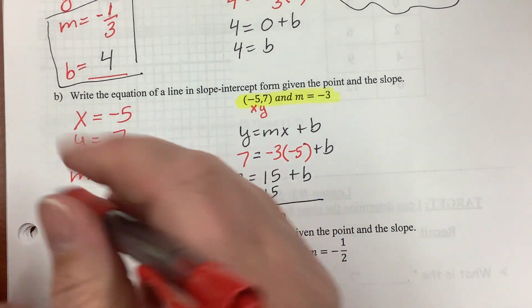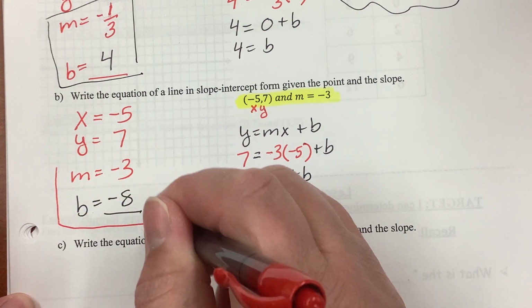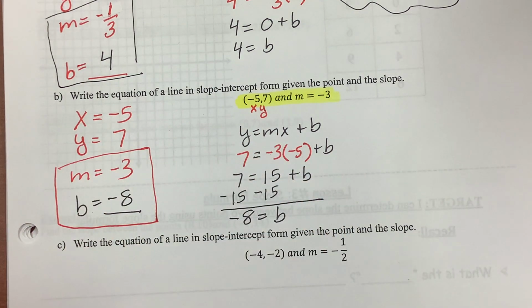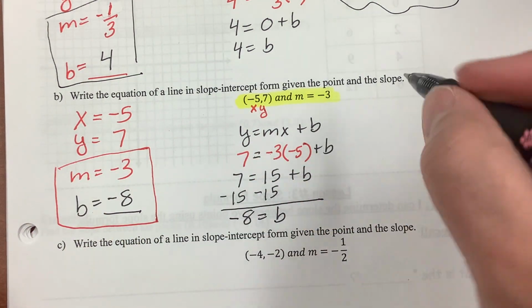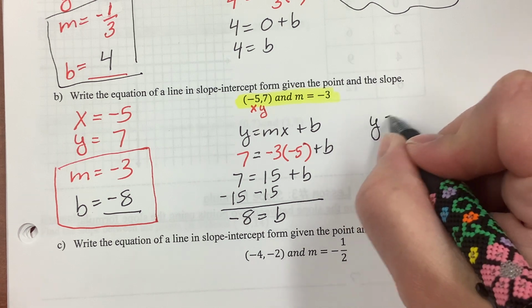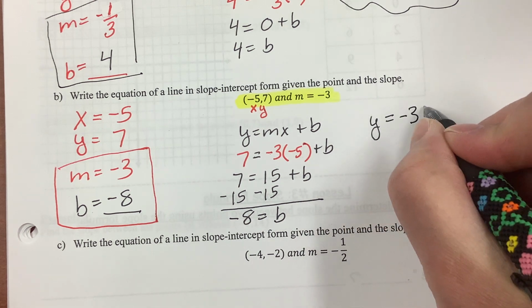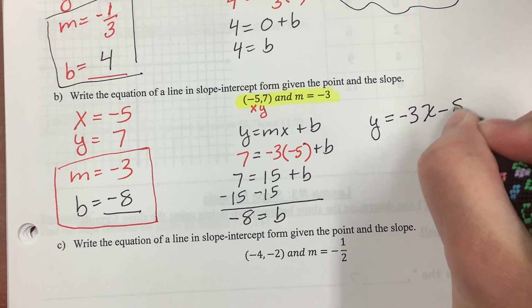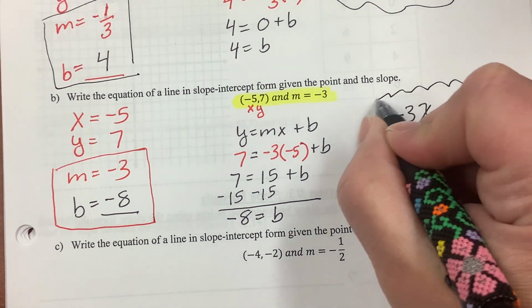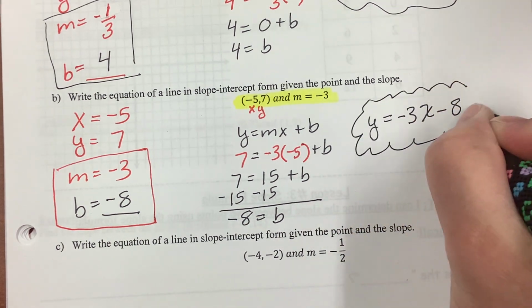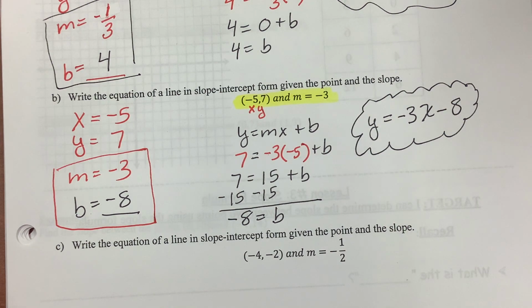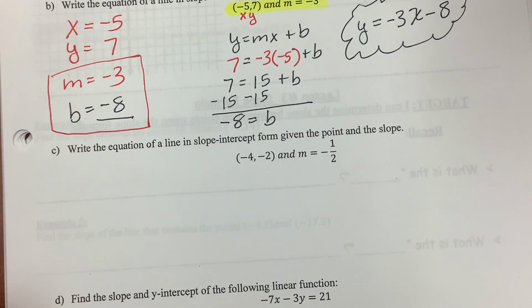So I'm going to take this information and put it in this formula to get y equals negative 3x minus 8. Yay, puffy cloud of happiness. Okay, the next one.